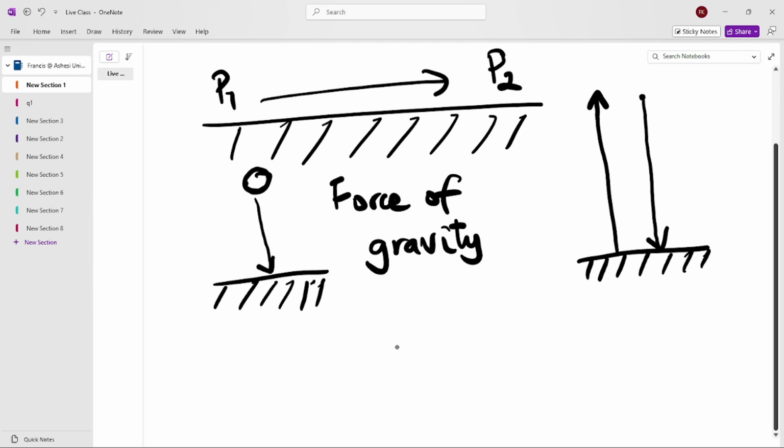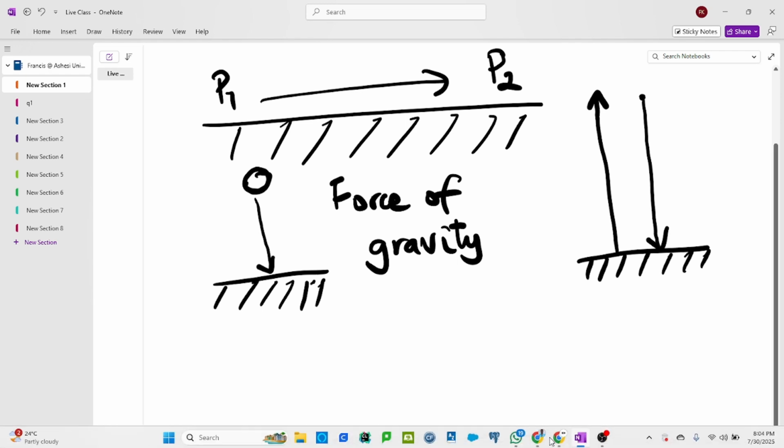Wherever there is force, there is always acceleration. Whenever there is force, there is something called acceleration all the time.